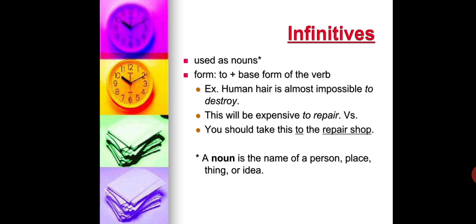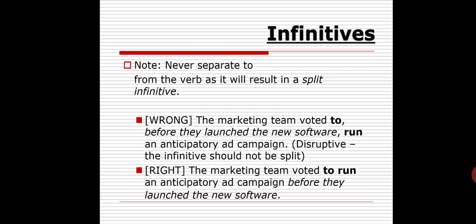A noun is the name of a person, place, thing, or idea. So note, never ever separate to from the verb as it will result in a split infinitive. Wrong: The marketing team voted to, before they launched the new software, run an anticipatory ad campaign. That is what we call a disruptive infinitive. So it should be: the marketing team voted to run an anticipatory ad campaign before they launched the new software. That is a lot better.